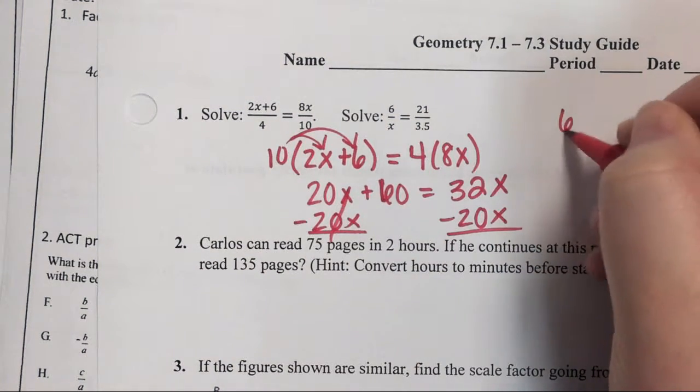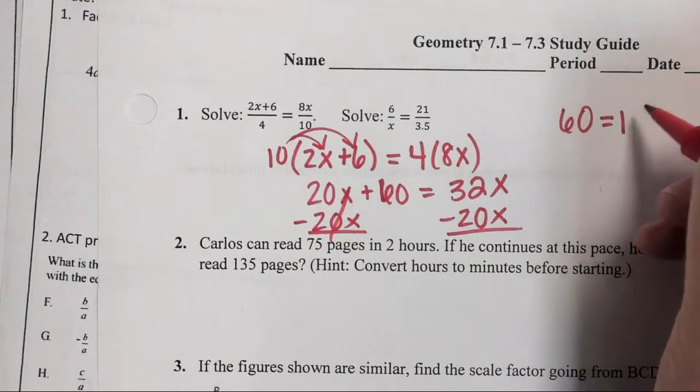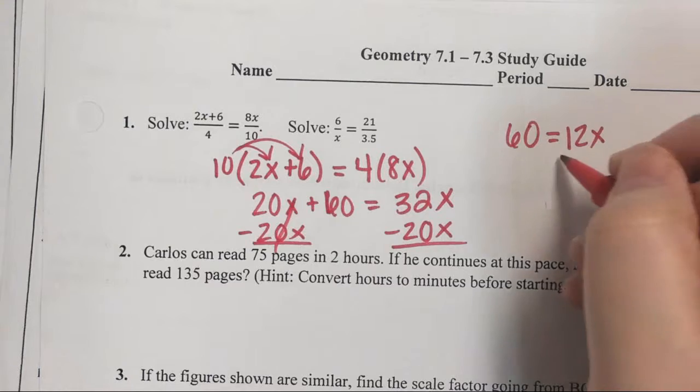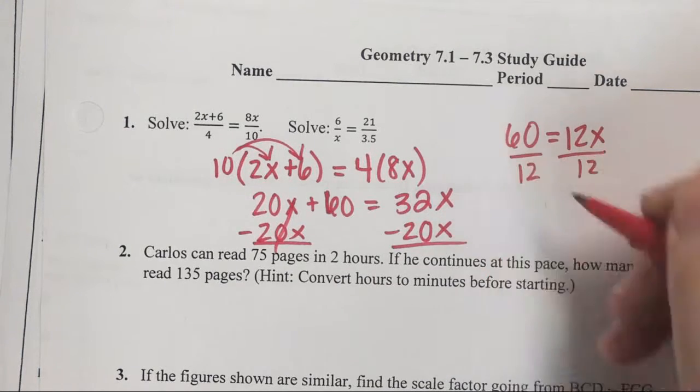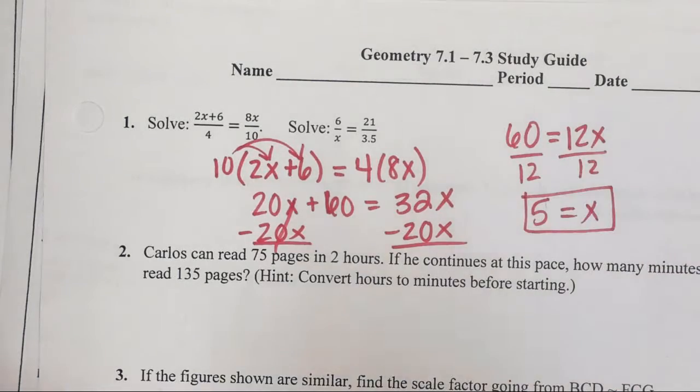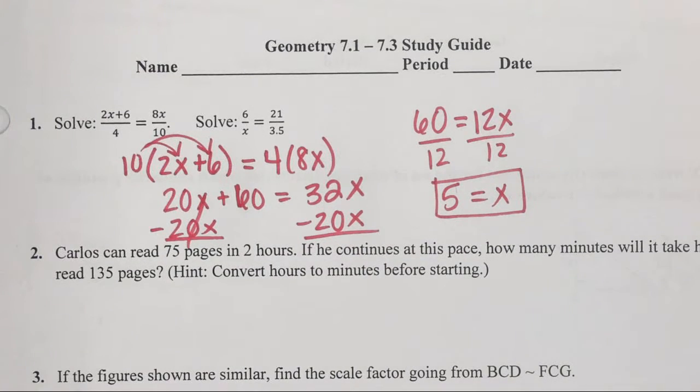I get 60 equals 12x. If I divide both sides by 12, I get x equals 5. If I'm really going for the A tomorrow, I would, but I'm out of room, I would plug it back in and make sure that that makes both those proportions true.